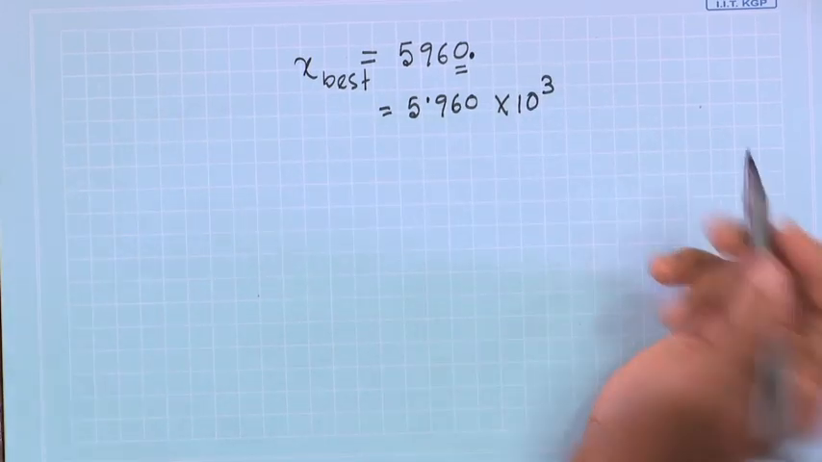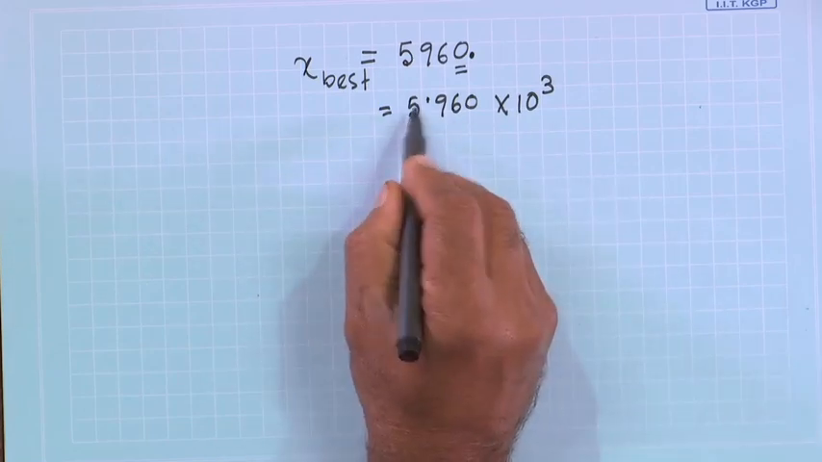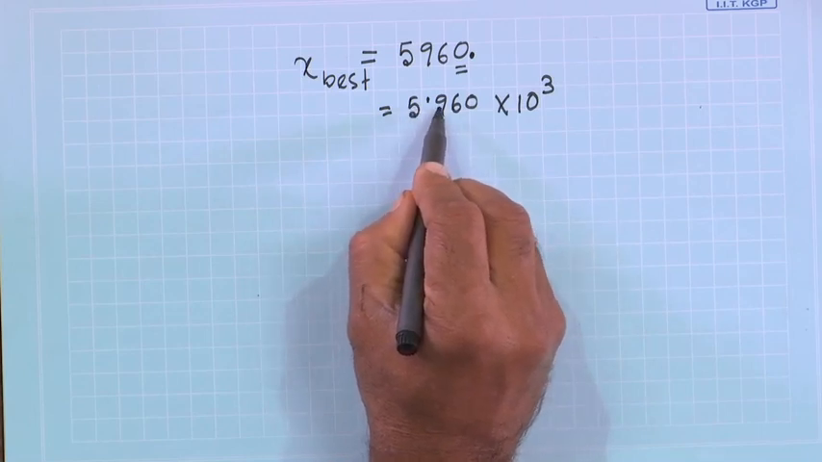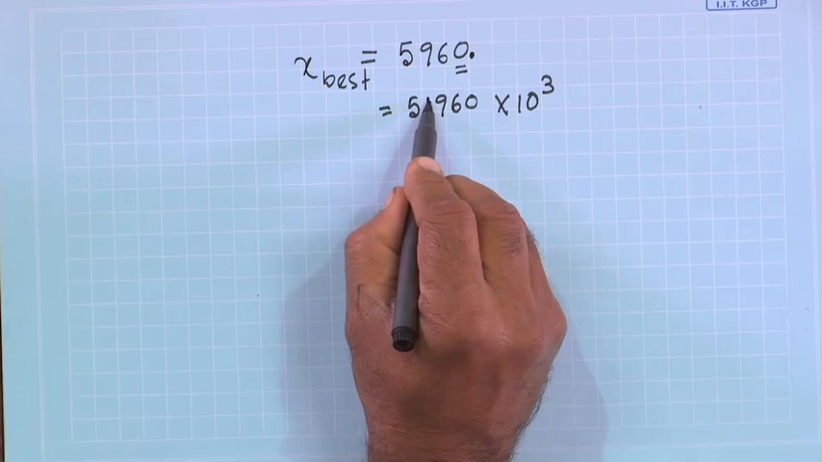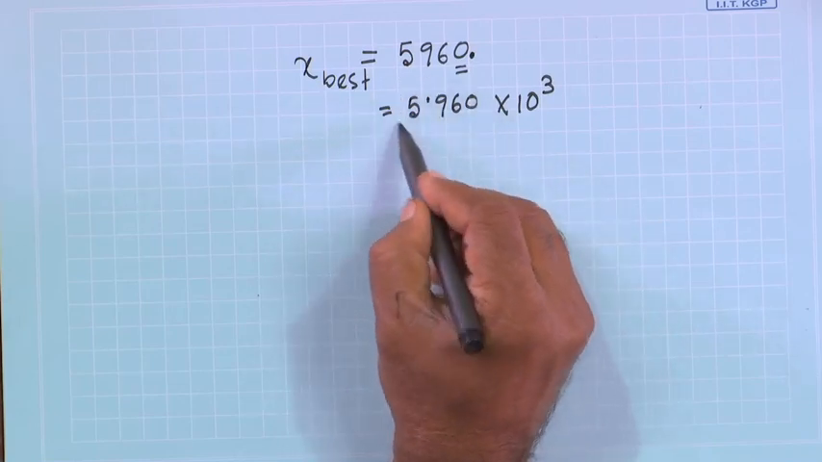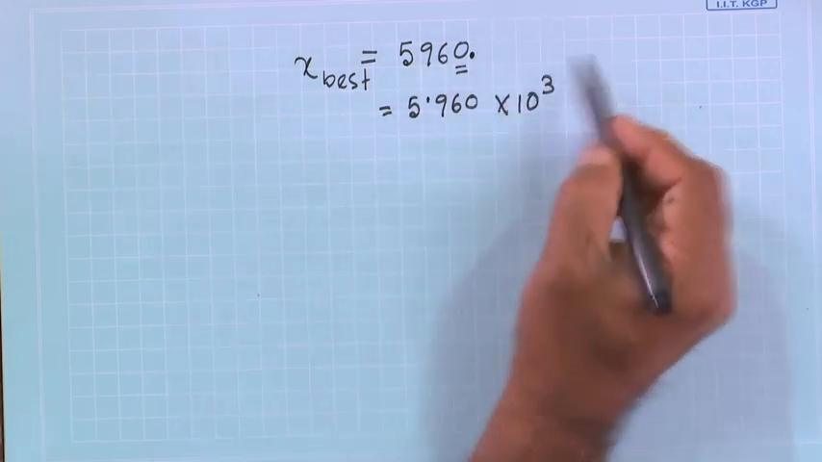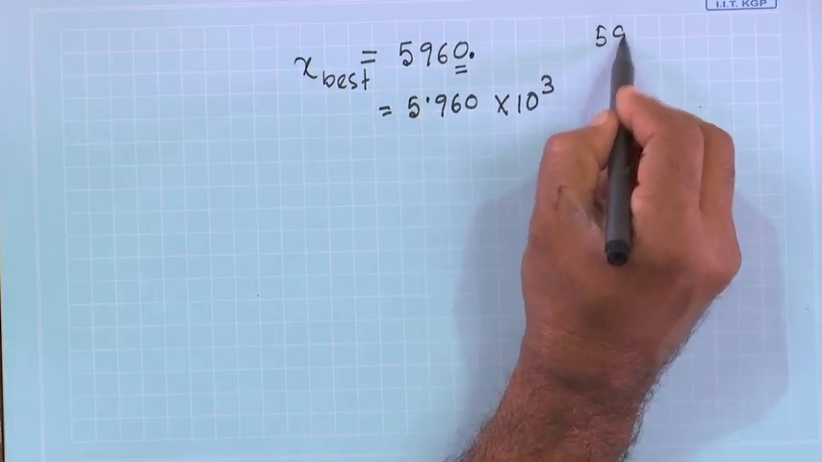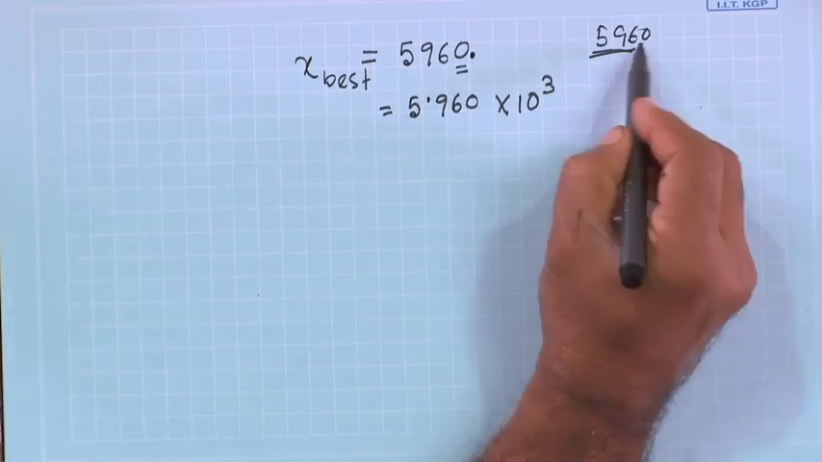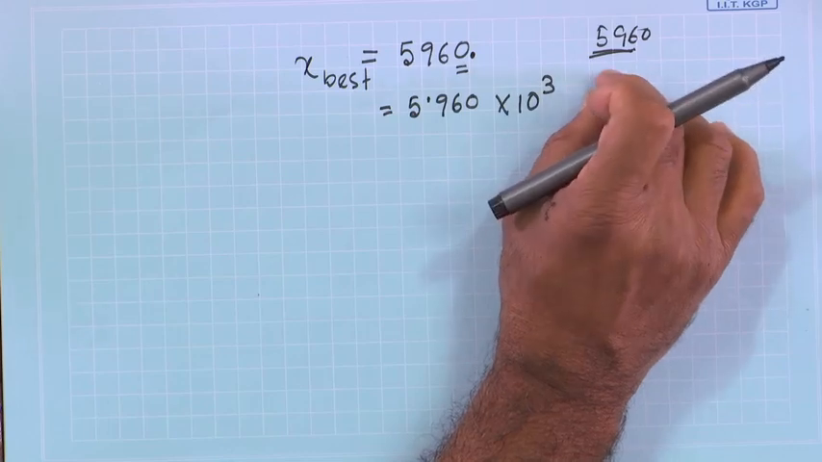If you write it this way, then as per the rule the non-zero digits 5, 9, 6 are counted, and the 0 in the decimal part is now significant. So the number of significant figures is 4. That is why, instead of writing 5960, where the significant figures are only up to 3 digits, the number of significant figures is 3.